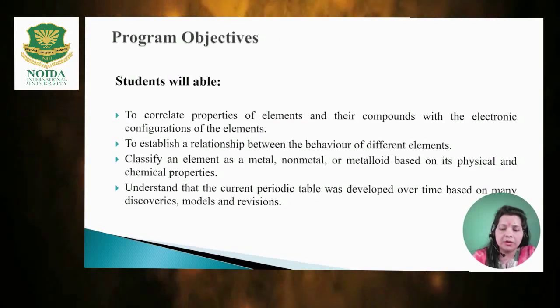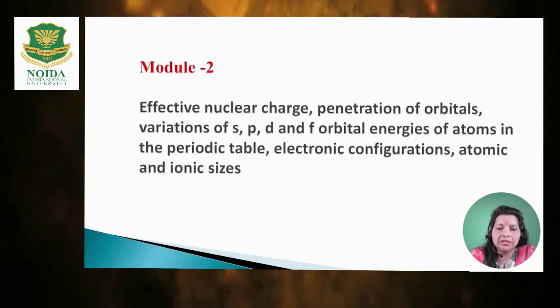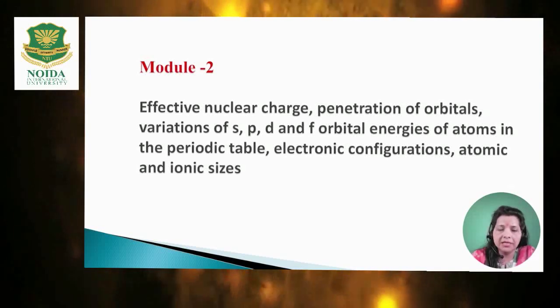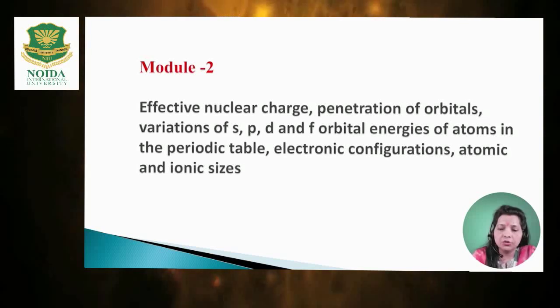Program goals and program objectives I already explained to you. Then under module 2 you will be studying the effective nuclear charge, the penetration of orbitals, variation of s, p, d and f orbital energies of atoms in the periodic table, electronic configuration, and atomic and ionic sizes. All this is part of your module 2.